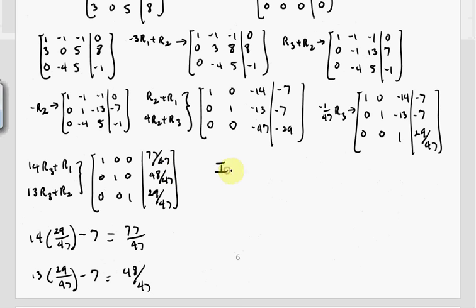So anyway, I sub 1 has a resistance of 77 over 47 ohms. I sub 2, 48 over 47 ohms. And then I sub 3, 29 over 47 ohms. Any questions?